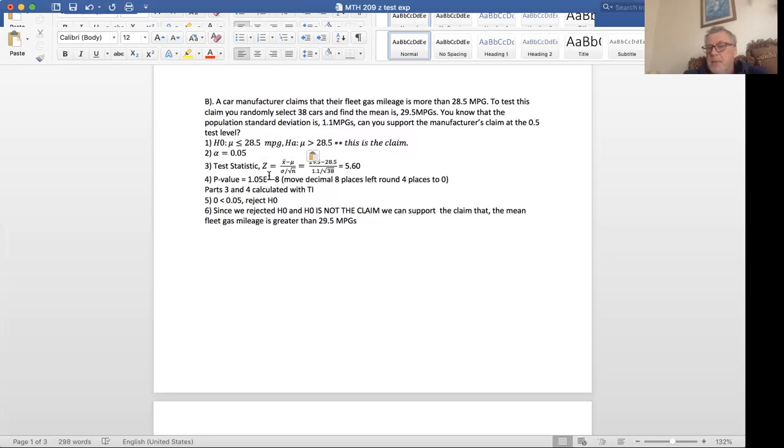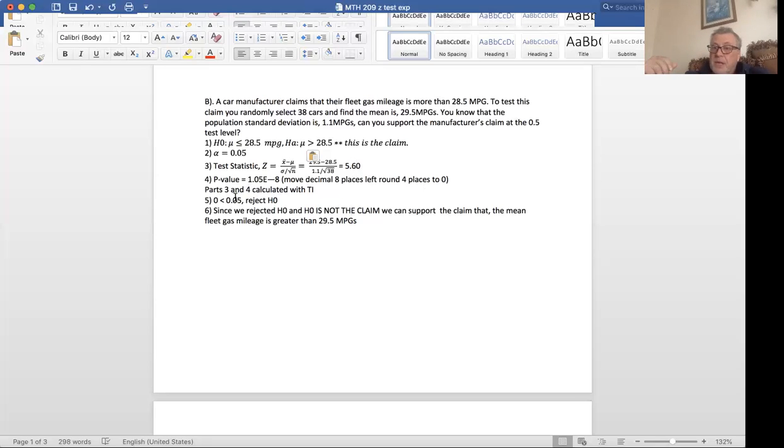What that E minus 8 means is that we move the decimal 8 places to the left. That gives us a really tiny number: a decimal point, then 7 zeros and a 1. If we're rounding to 4 decimal places, that rounds to 0. So our p-value for all intents and purposes is 0, and 0 is definitely less than 0.05.